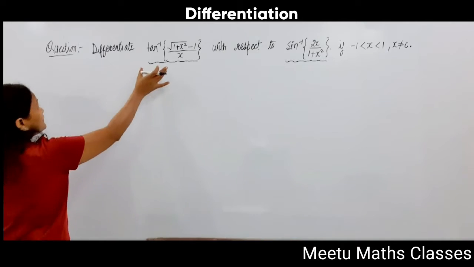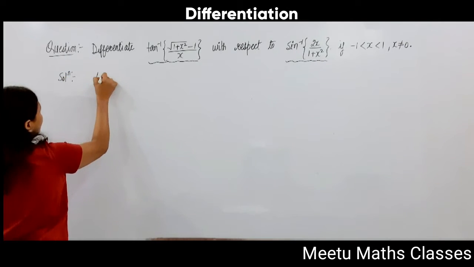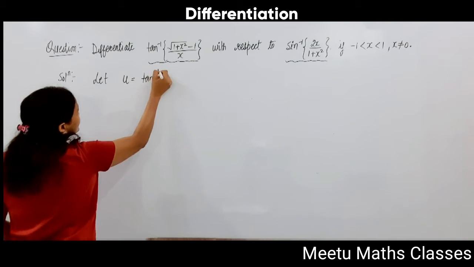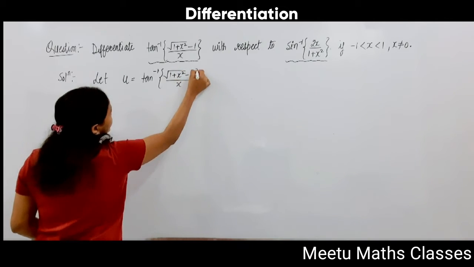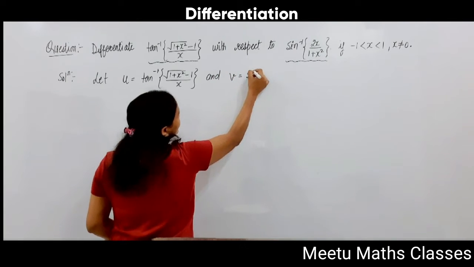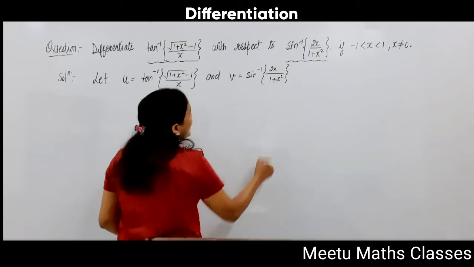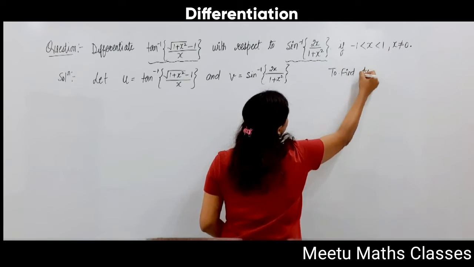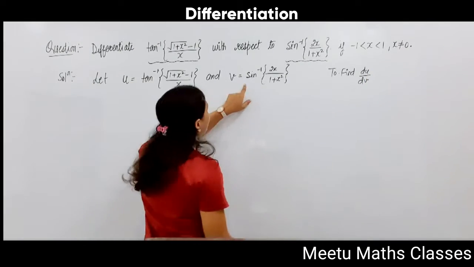The function we have to differentiate, let this be u. Let u be equal to tan inverse of (square root of 1 plus x square minus 1) upon x, and v is equal to sin inverse of 2x upon 1 plus x square. And we have to find du by dv, the derivative of this function u with respect to v.